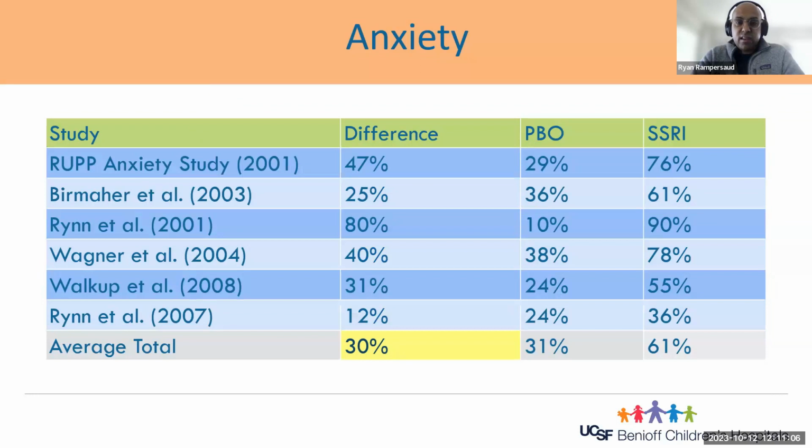And then here's another listing of all of the studies that have looked at anxiety. And the main point here is that SSRIs are particularly useful, and you can look these up if you're interested in the numbers and details. Next slide.